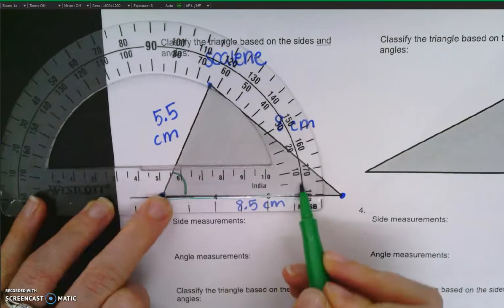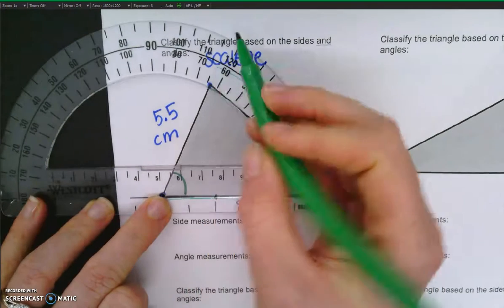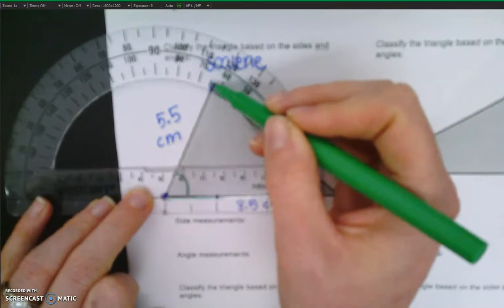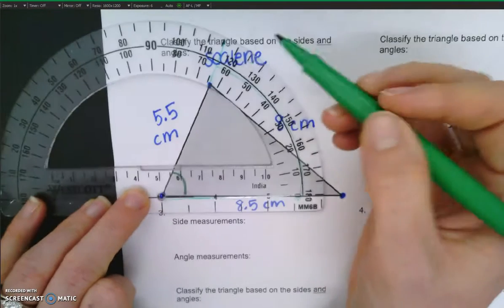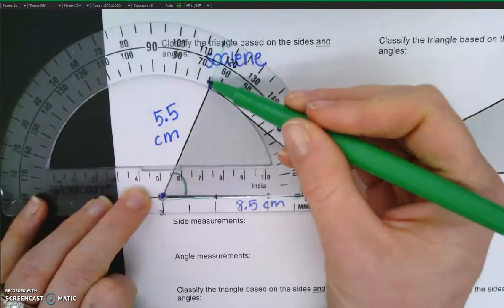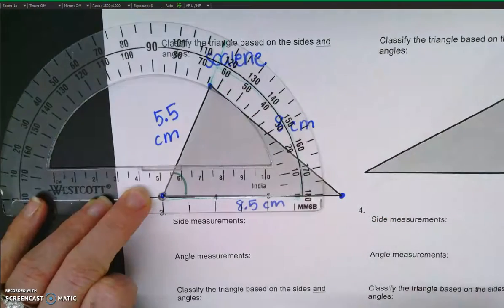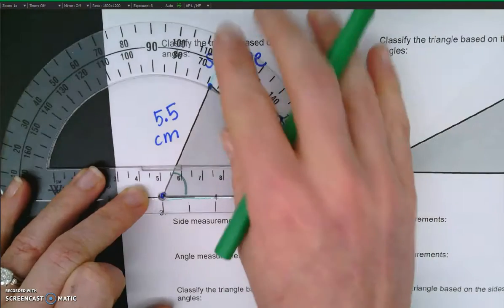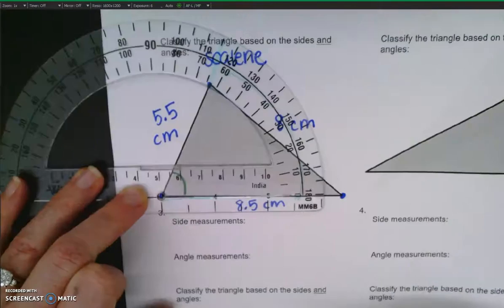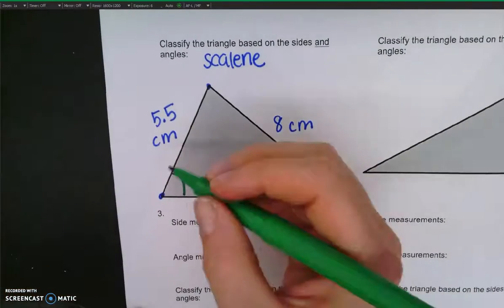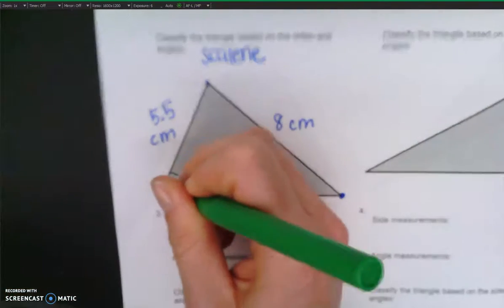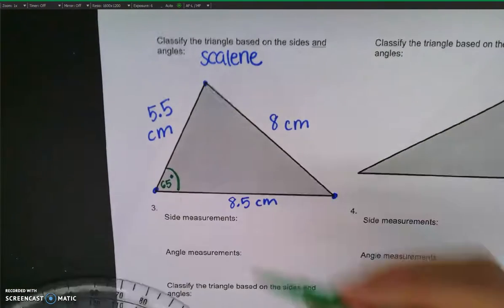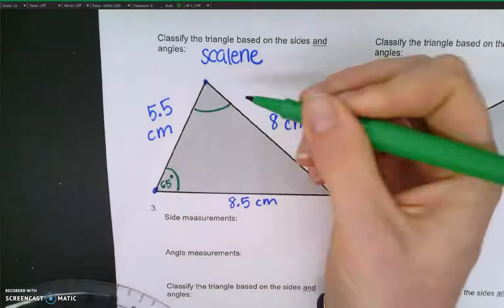So if I measure all the way up, it looks like this angle is going to be about, well, this is 60. It looks like it's at about 65 degrees. Would you say it's about 65 degrees? It's more than 60, but less than 70. So we're going to say that that is about 65 degrees. Perfect.